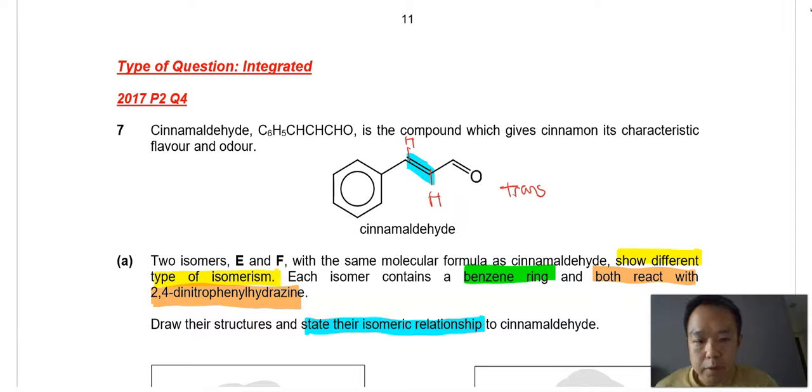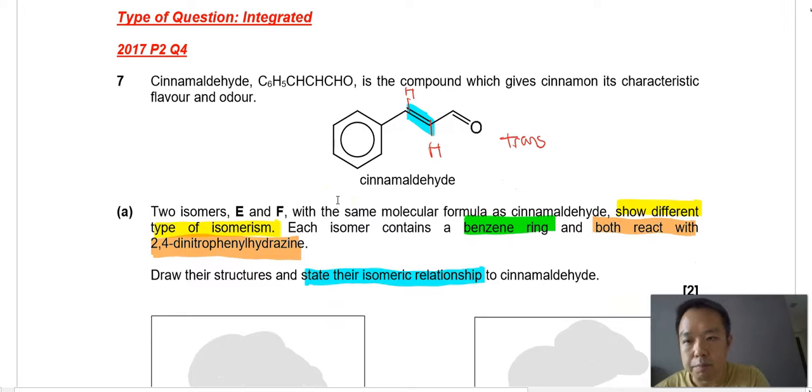Okay, moving on to carbonyl compounds, question 7. Question 7 is a 2017 A-level question. So we have cinnamon aldehyde, which is the compound mentioned over here. You can see that in this compound, this cinnamon aldehyde exists in the trans configuration.